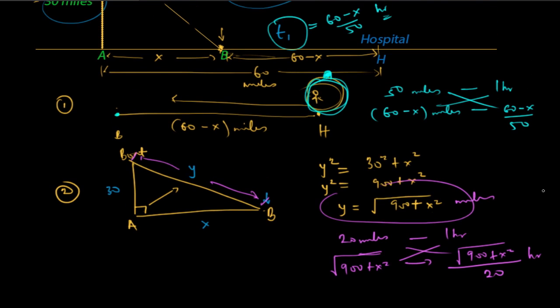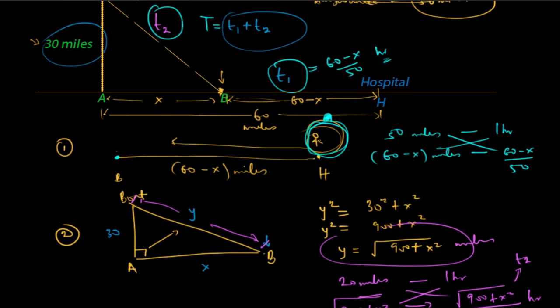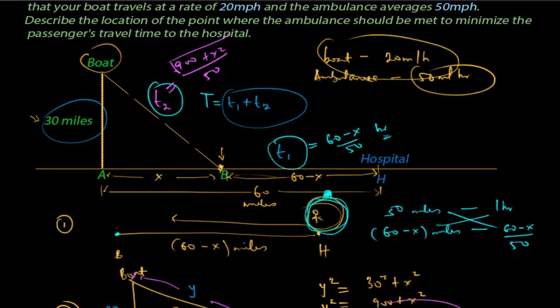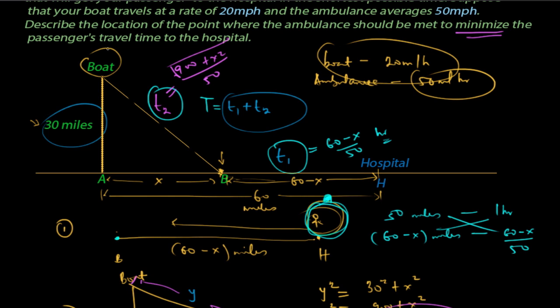So I already found my T2. This is my T2, which is root 900 plus x squared divided by 20. So for the total time taken, do not forget, we are told to minimize the passenger's travel time.